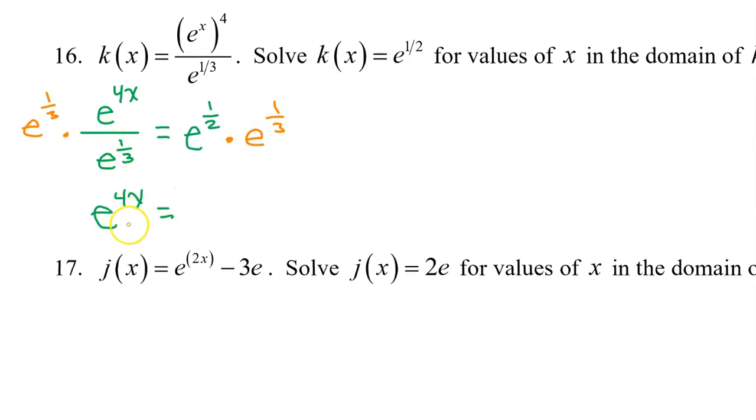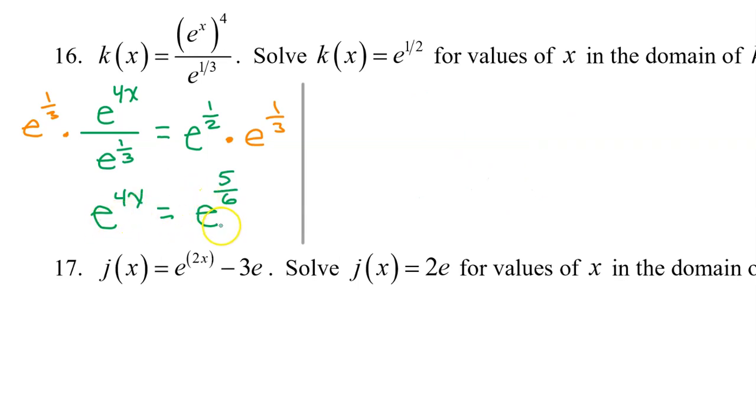On the left side, we will just have e to the 4x power. On the right-hand side, when you multiply with like bases, you add the exponents. So we need to add 1/2 and 1/3. We need to have like denominators in order to do this. So let's multiply 1/2 by 3/3, and let's multiply 1/3 by 2/2. So this will make 3/6 plus 2/6, which is 5/6.